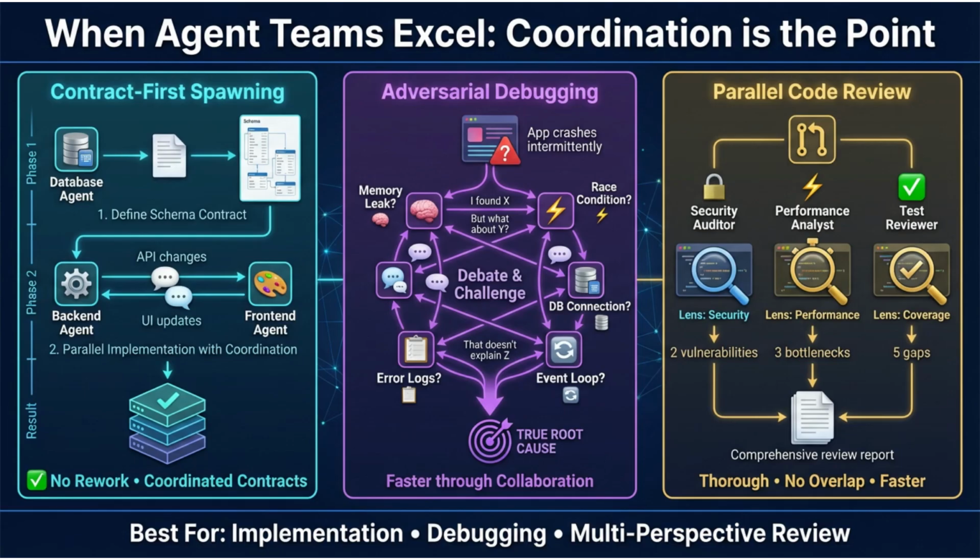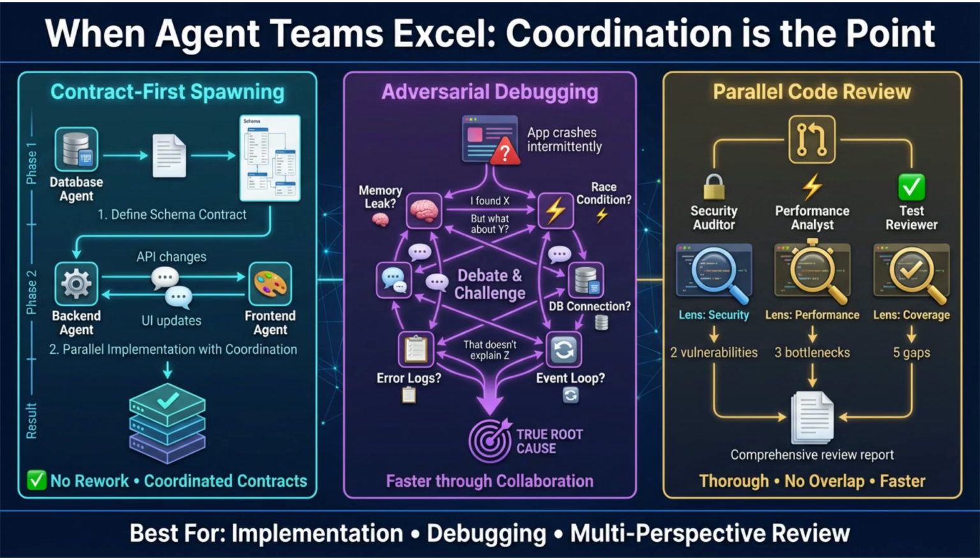Agent teams dominate when workers need coordination and parallel implementation requires real-time communication. One of the clearest examples is cross-layer development, where changes in one layer affect others immediately.